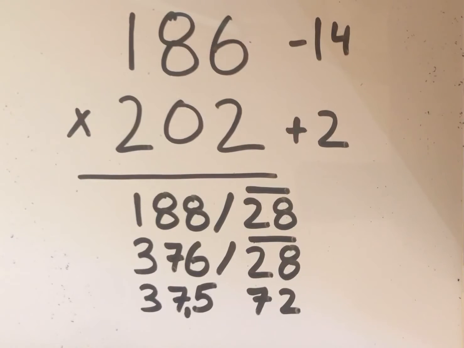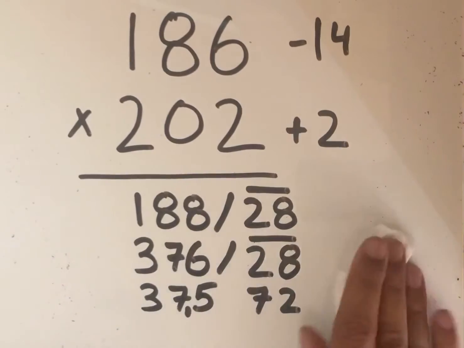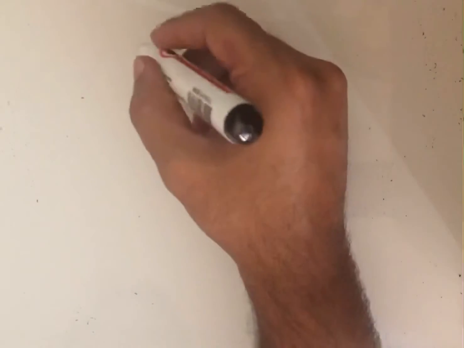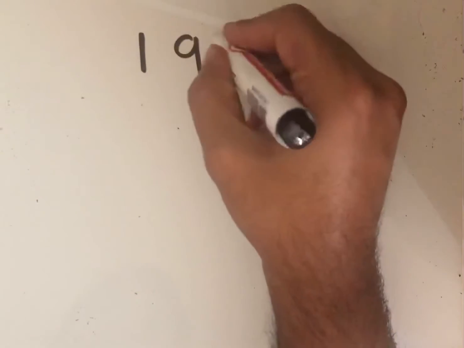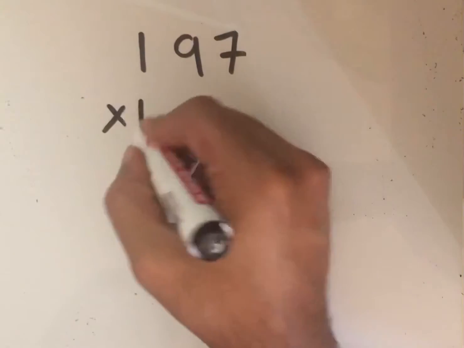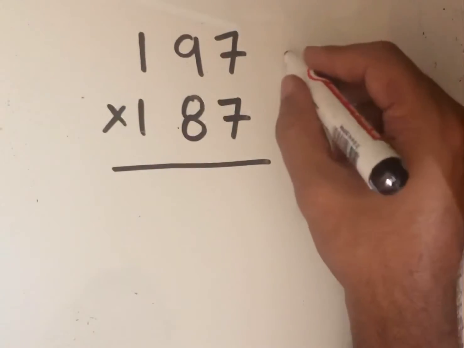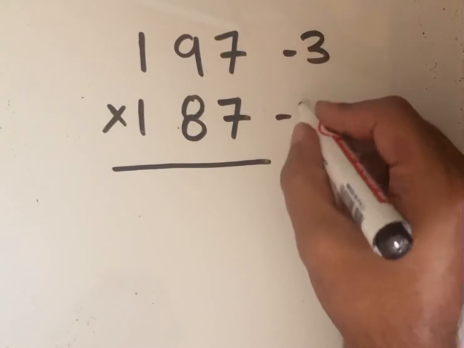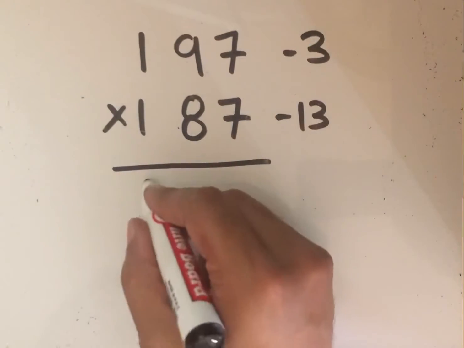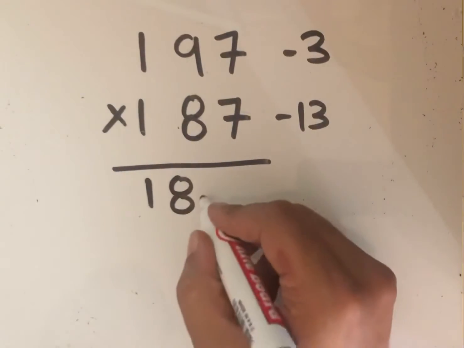which is going to be 197 times 187. So 197 times 187, okay? So as we can see, this is 3 below 200 and this is 13 below. So I do a cross subtraction, I get 184, first part of my answer.